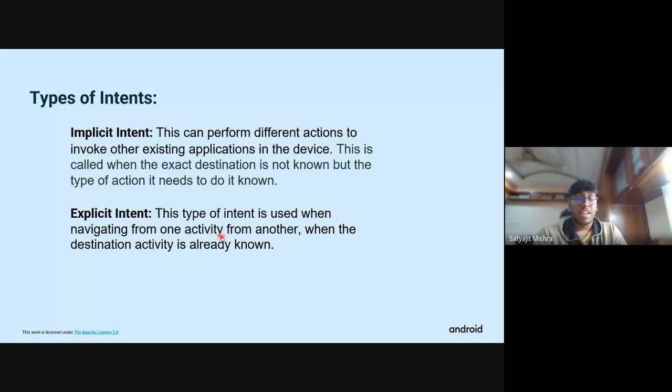So let's say you type in Google Chrome, then it will open that URL in Google Chrome. Okay, and in an explicit intent, we know exactly where the application needs to navigate us, like going from one activity to another, moving from one screen to another. That is the work of an explicit intent. So this is what we'll learn today.